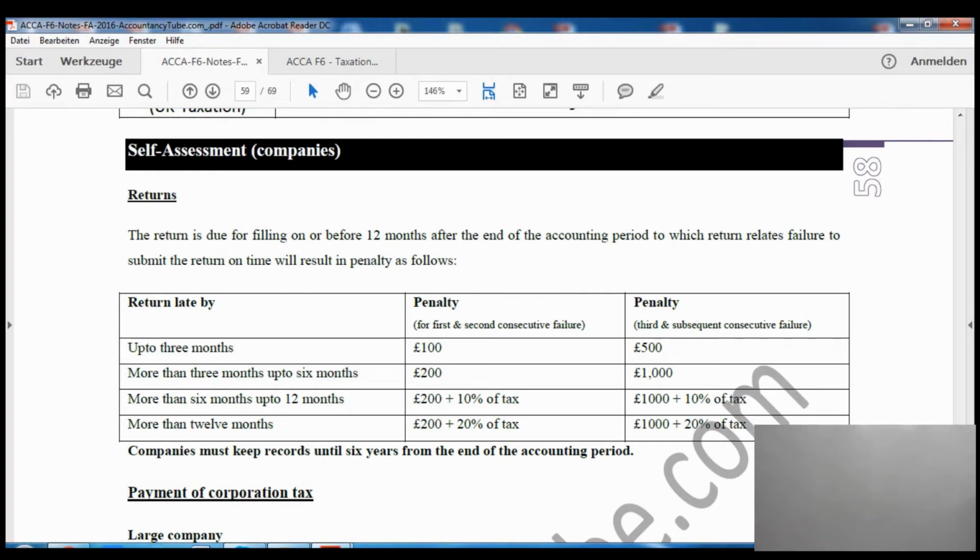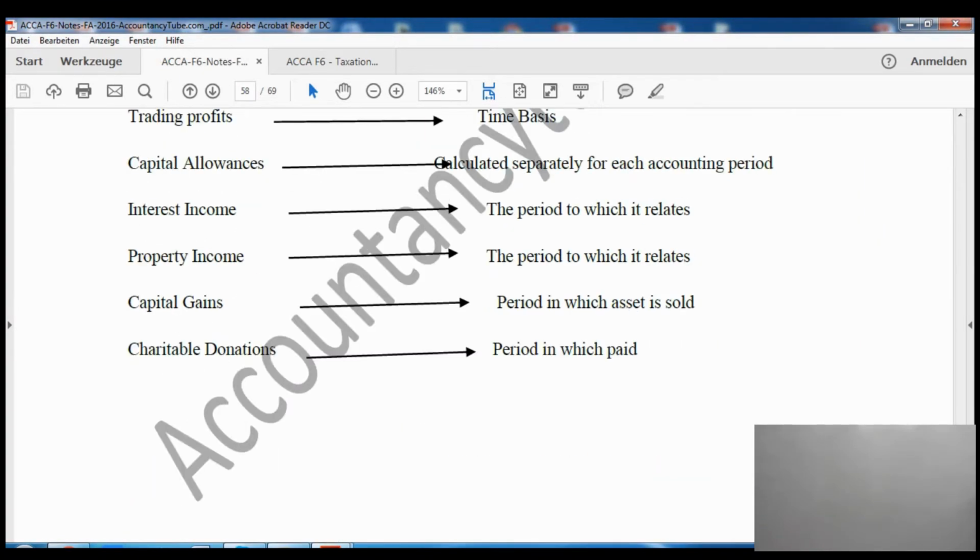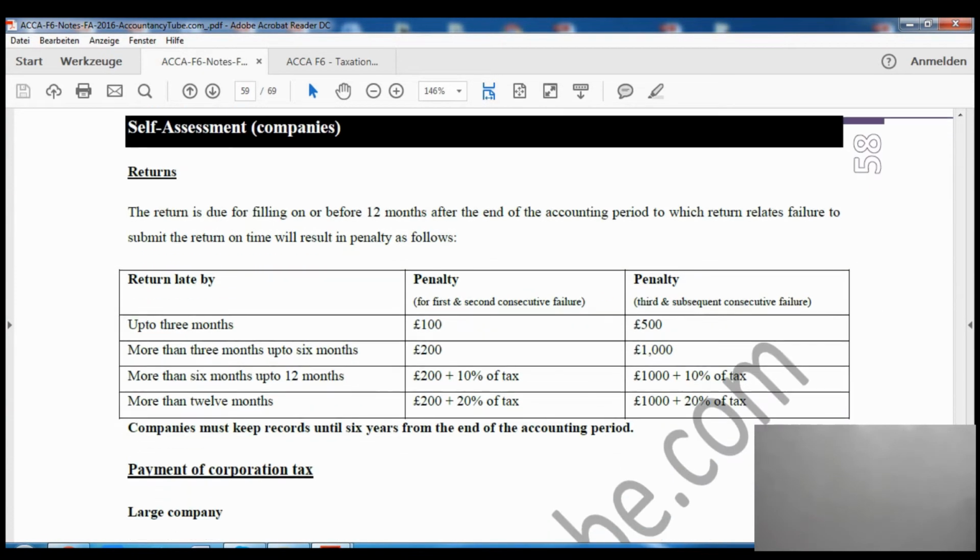Now we will look at the remaining stuff of our notes. So I will just share the screen with you so that we can continue with corporation tax of ACCA F6 taxation. On page 58 of your notes, we've done page 57, we are on page 58, where it says self-assessment.